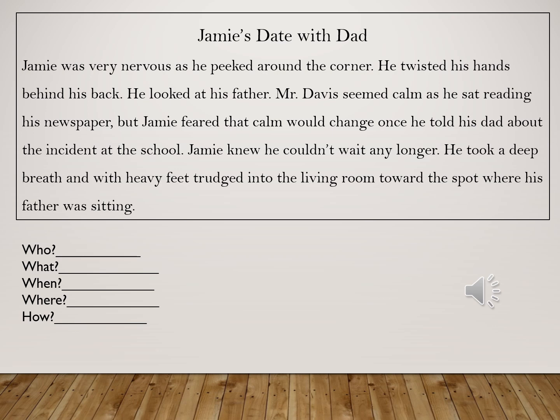Let's answer our 5 major questions. Who, what, when, where, and how. Who, we know we're talking about Jamie. We know the what is going to be that he was very nervous. When, this is obviously after school. He's getting ready to talk to his dad. Where, we know he's at home. We're not really told how, but we can go from there and get our students to go ahead and figure out what the main idea of this paragraph is.